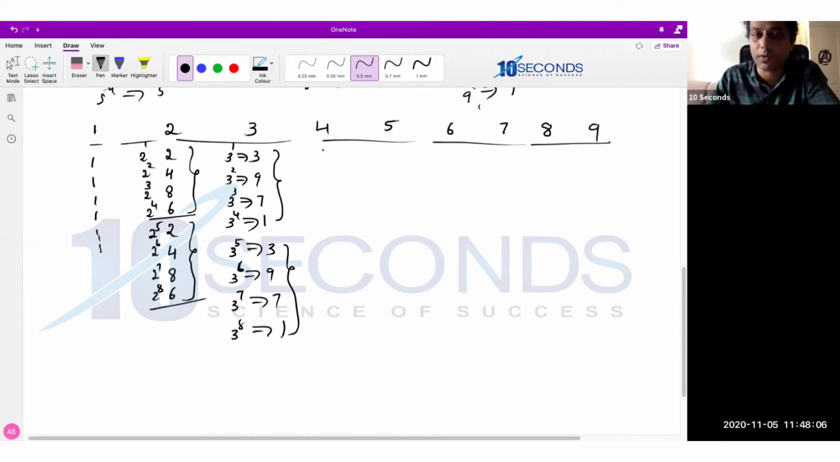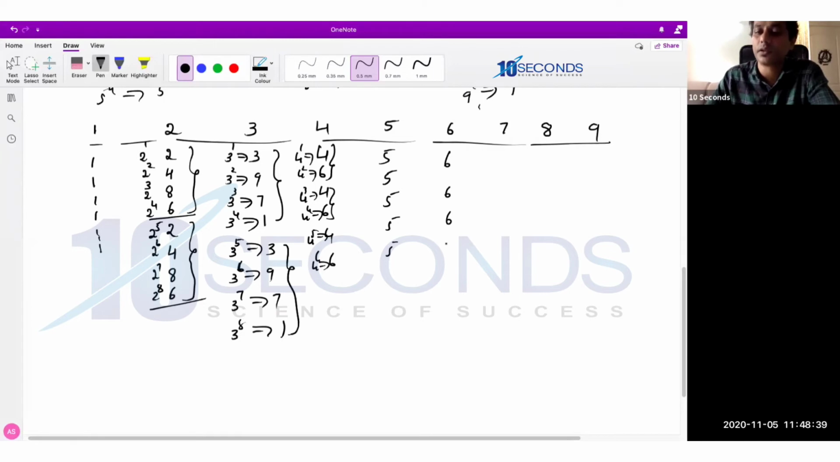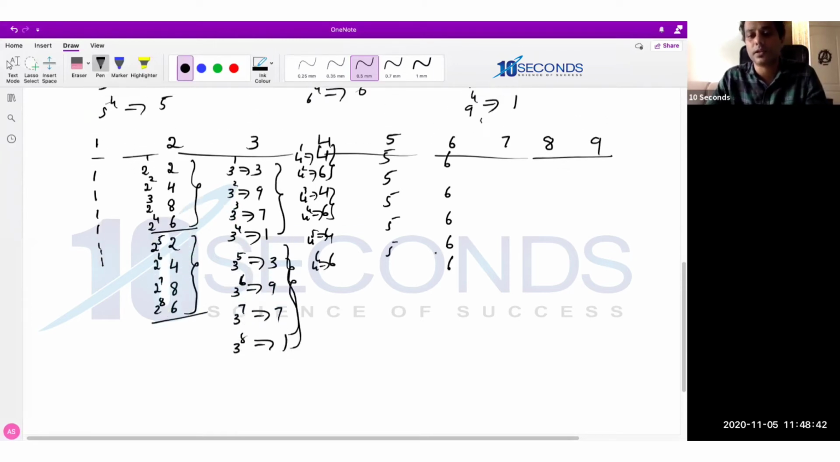4 we already discussed. 4 power 1 is 4. 4 power 2 is 6. 4 power 3 is back to 4. Then 6, 4, 6, and keep on getting same numbers. Same. We already discussed. 5 power 1, 5. 5 power 2, 5. Again, 5, 5, 5. 6 is 6. Again, 6, 6, 6. Till infinity, it is same, isn't it?